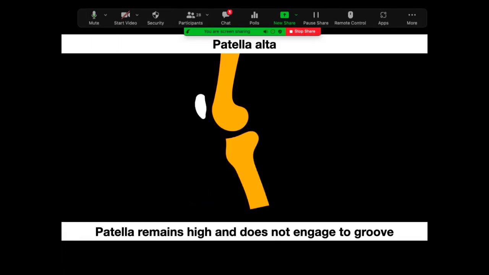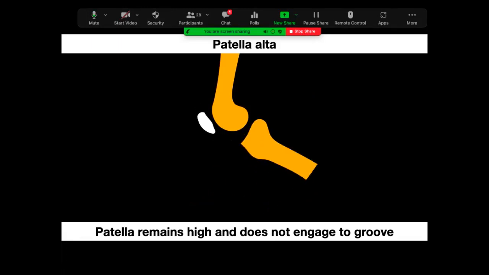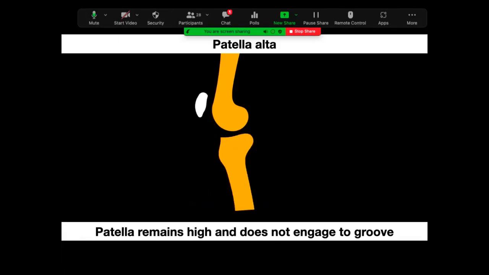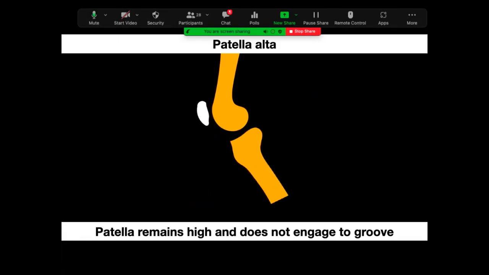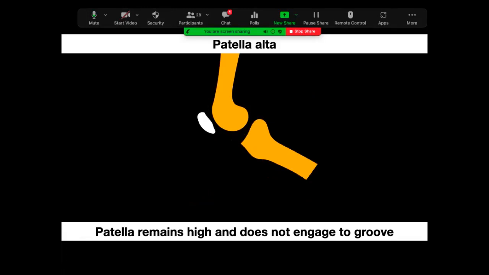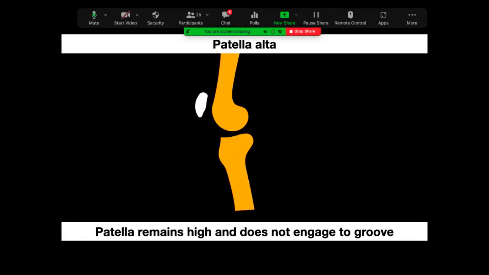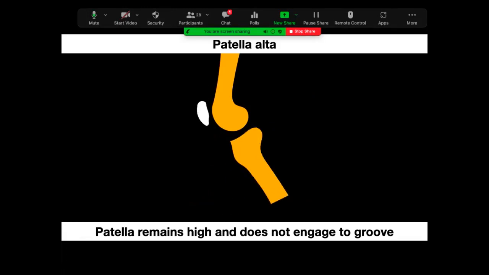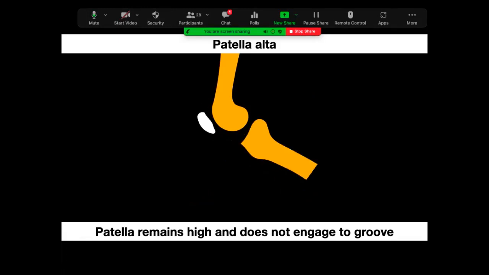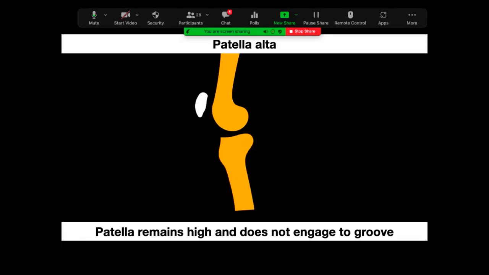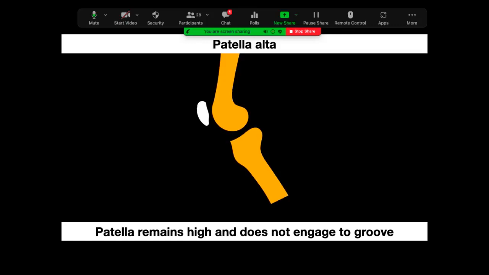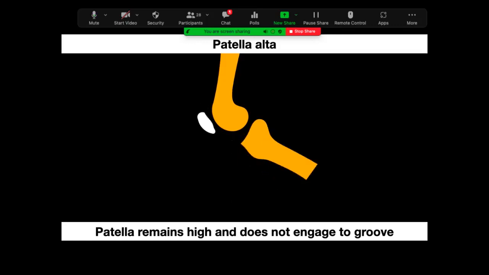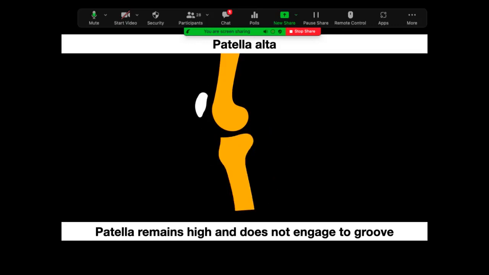Okay, let's talk about what happens in patella alta. Since your patella is very high riding, even in 30 degrees of flexion, what happens? Your patella doesn't come down and doesn't engage into the groove. So the patella remains unstable even at 30 degrees, and there is a chance of dislocation. So this pathology has to be understood.